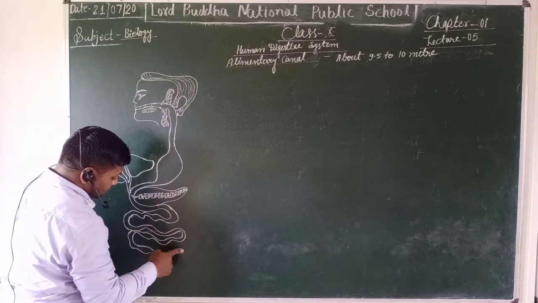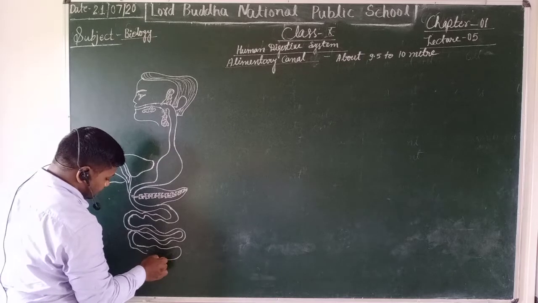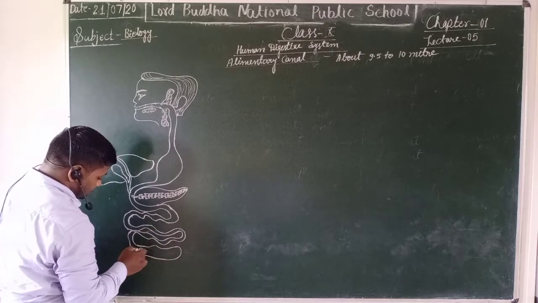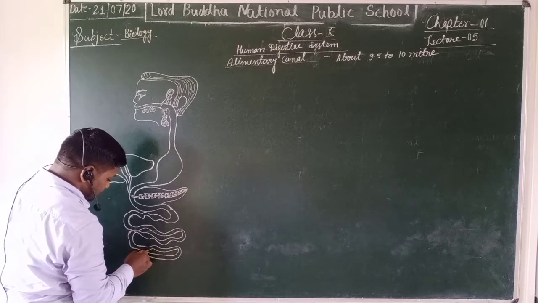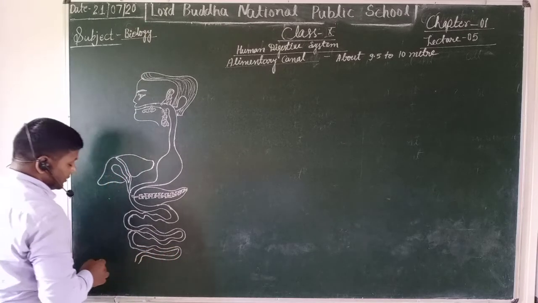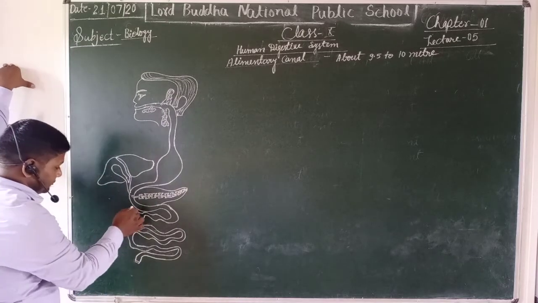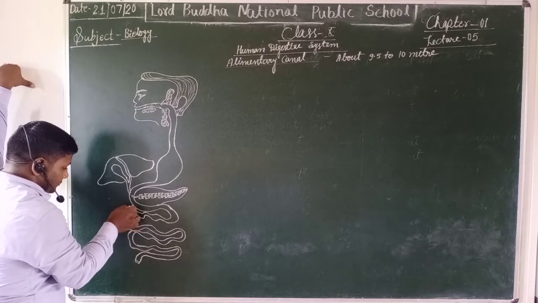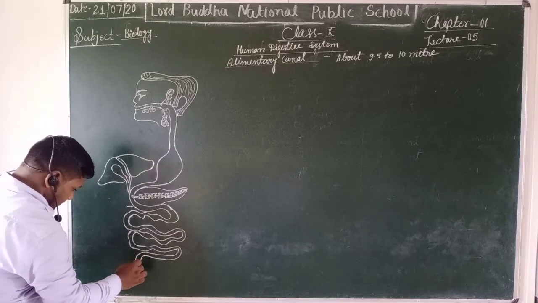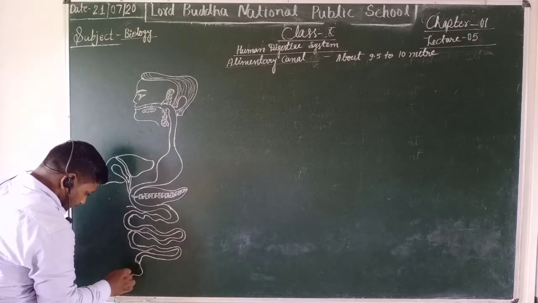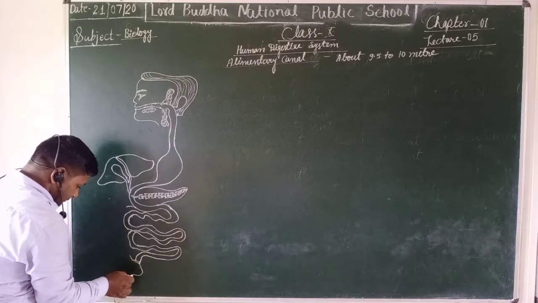And it opens into the cecum with an orifice, also known as the ileocecal junction. This is the cecum part of the large intestine.